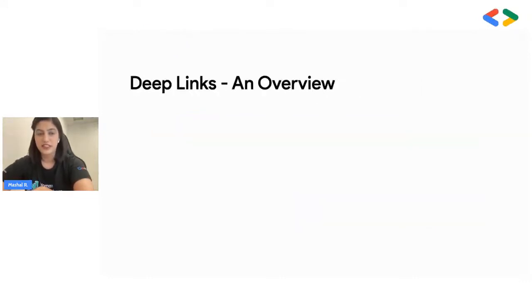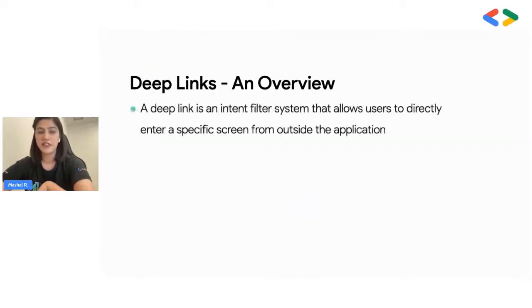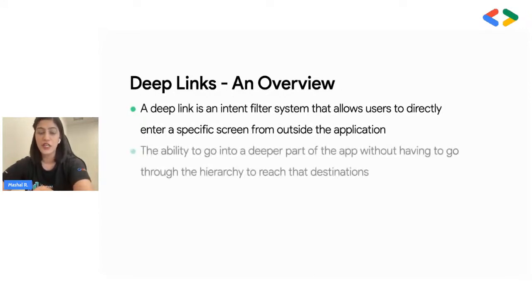For the last part of my session, we have deep links. So basically, deep linking is an intent filter system that allows users to directly enter a specific screen from outside the application. So it's basically an ability to access a deeper part of the application without having to click through all the fragments in the hierarchy to reach that destination.